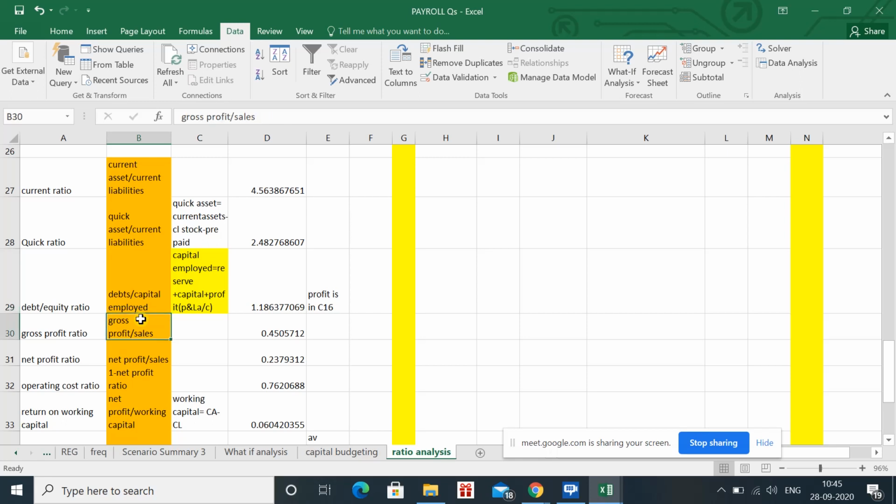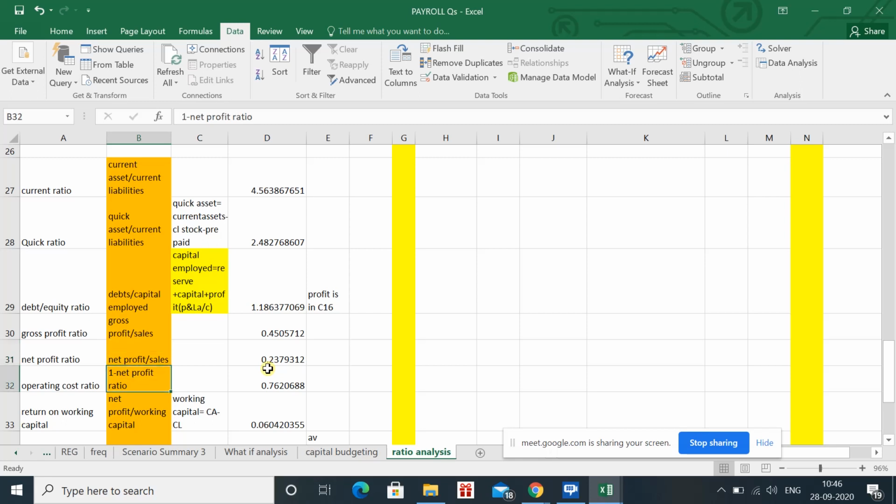Then we have the gross profit divided by sales. So the gross profit you can get from the trading account, divided by the sales. The sales are also available in the trading account. Then net profit. Net profit will be available in the P&L account. They have given the information related to P&L also. And in this case, net profit divided by sales; sales are available in the trading account.